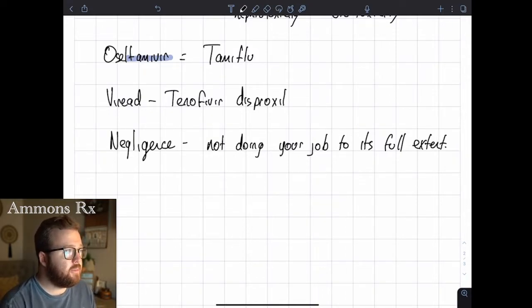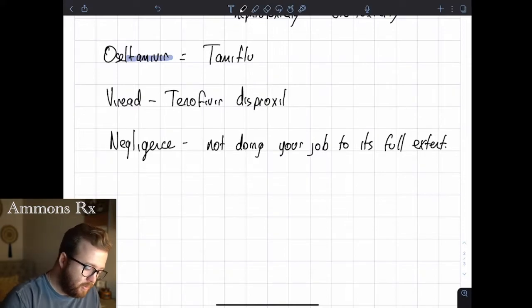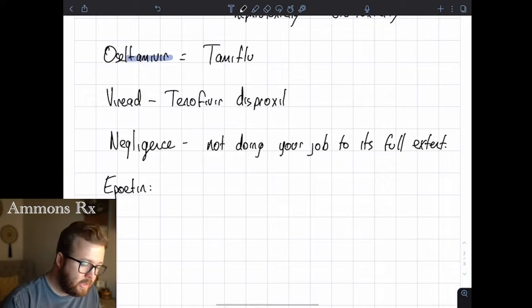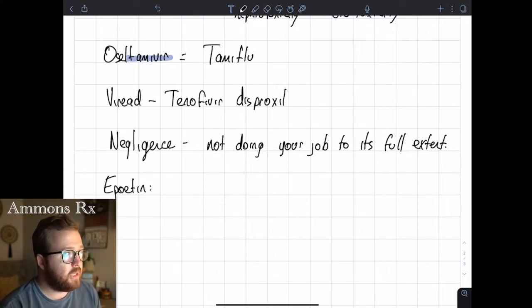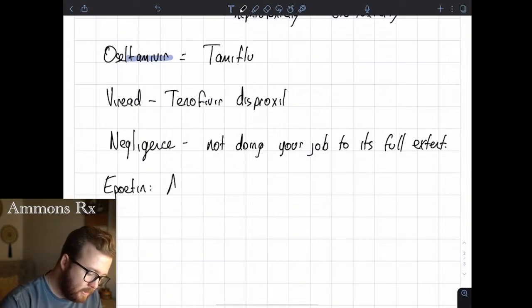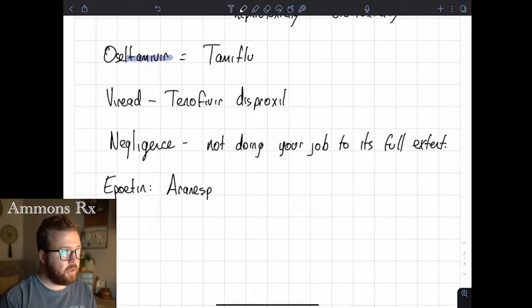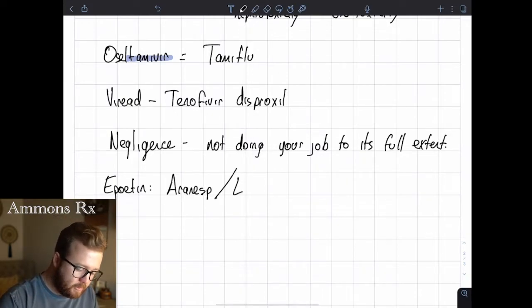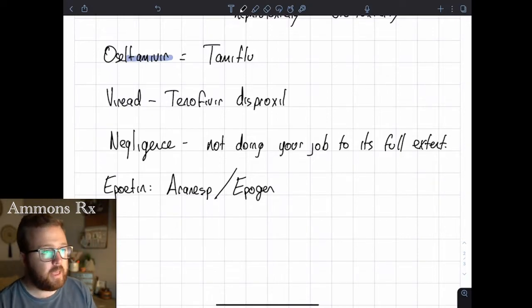This question is about epoetin. So I'll write it out. Epoetin. And what it does is it helps produce red blood cells. So it stimulates the bone marrow, and the brand name is going to be Aranesp. Another brand name that's very common for this one is going to be Epogen. Yeah, Aranesp.